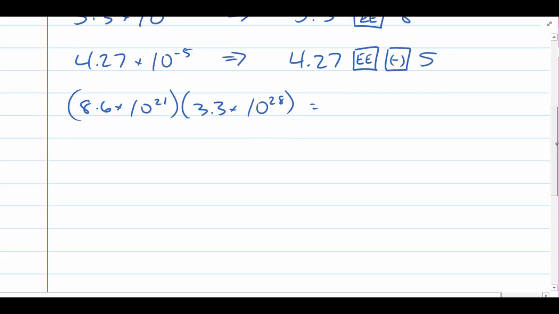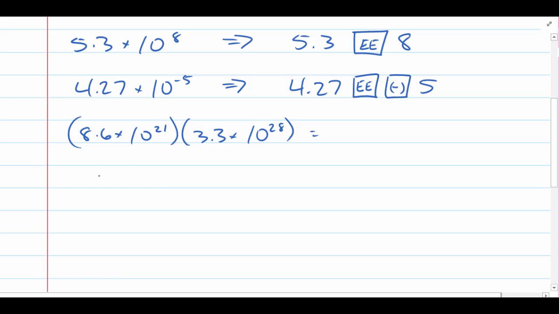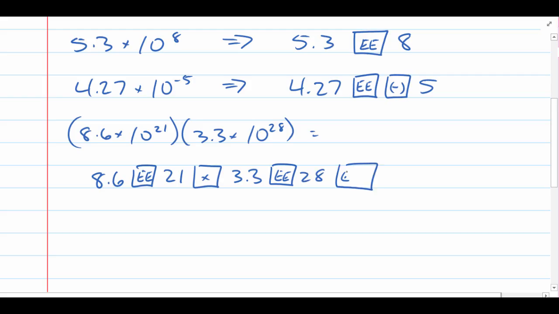And so if I were to do it, I put in 8.6, I put in the EE button, 21, and then we're going to multiply 3.3, and put in the EE button, 28. And then you're going to press enter or equals, whatever your calculator does to execute an operation.